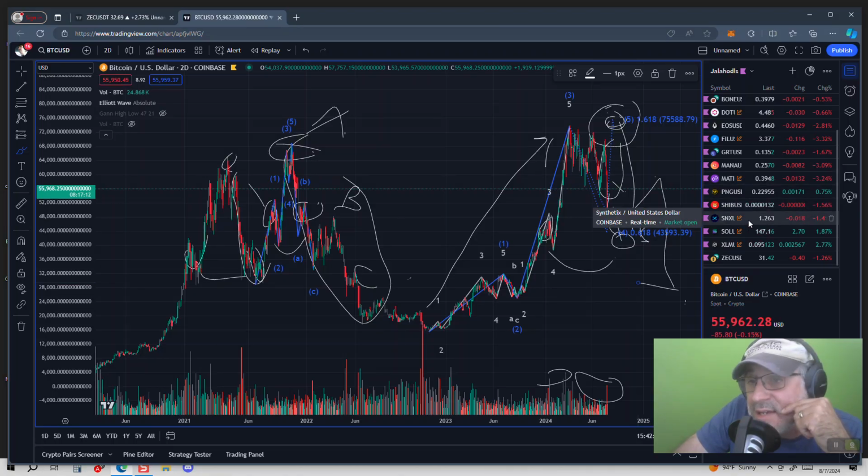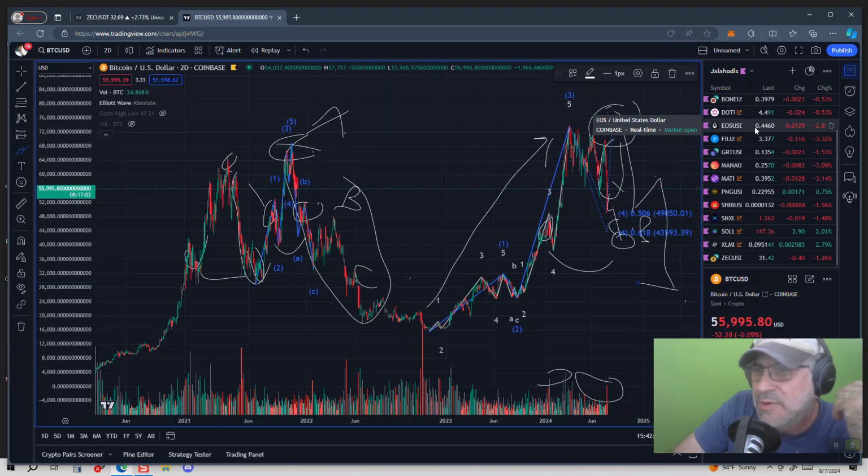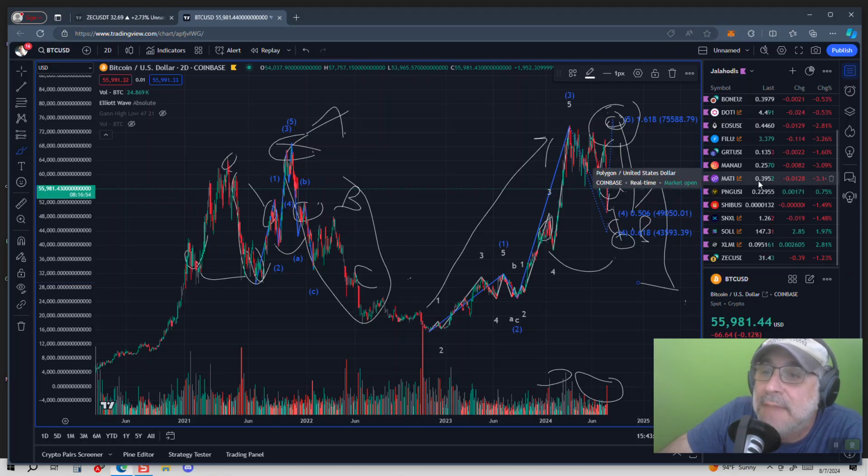Here's synthetics. I do like the derivatives, XLM. I'm not an XRP guy. I'm more of a Stellar Lumens guy. So if you're in Stellar Lumens, be sure to subscribe. EOS, which nobody really does anymore, but I'm looking at it. Filecoin, and Matic. So if any of these coins interest you, be sure to subscribe.